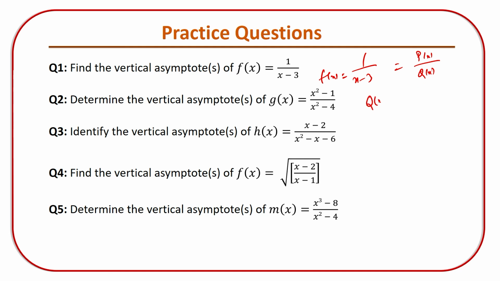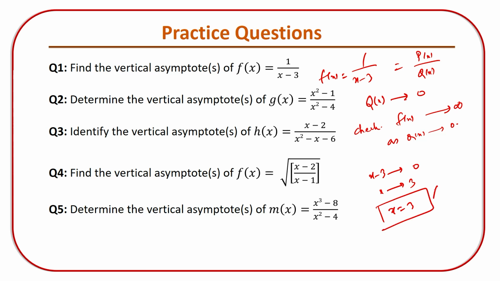So what I have to do is put q(x) tends to 0, and check that the whole function f(x) tends to infinity as q(x) tends to 0, right? That is our limiting value. That is our procedure. So what is q(x)? q(x) is x minus 3. x minus 3 tends to 0, so x tends to 3, right? Now if you put x tends to 3, the curve is going to infinity. So henceforth x equal to 3 will be our vertical asymptote.